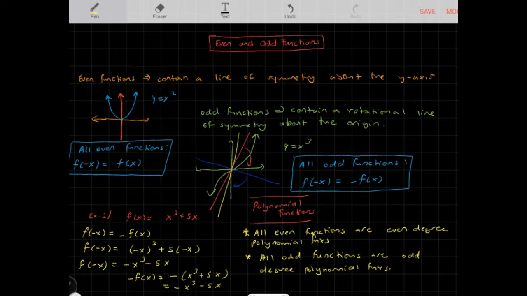You can see that these two here are the same, right? So therefore you can say that f of negative x is equal to negative f of x, and f of x is an odd function. Okay, so that's the test algebraically, right? Let's take a look at another example.